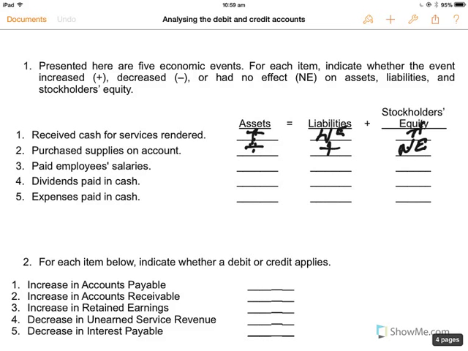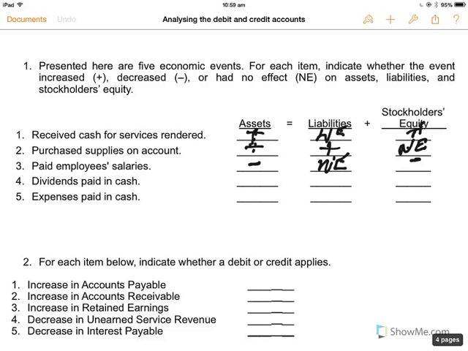All right, then we paid the employee's salary. Well, if we paid the employee's salary, we paid it with cash, so cash went down. There's no effect on the liabilities, so it's NE here. And expenses reduce shareholders' equity, so it's a negative there.